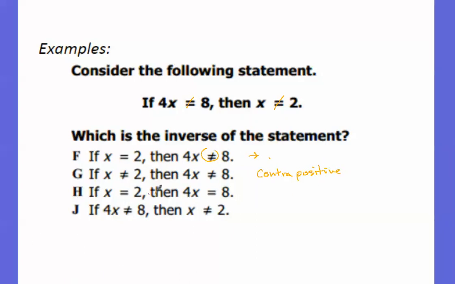If x equals 2, then 4x equals 8. Well, nothing has been negated, so it's not the inverse, but notice that the statements have been reversed. This would be the converse. Lastly, if 4x does not equal 8, then x does not equal 2. That's what we have, the opposite of the hypothesis and then the opposite of the conclusion. So our answer here is J.